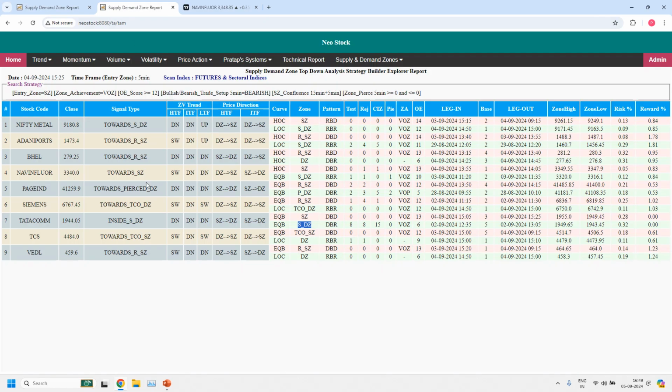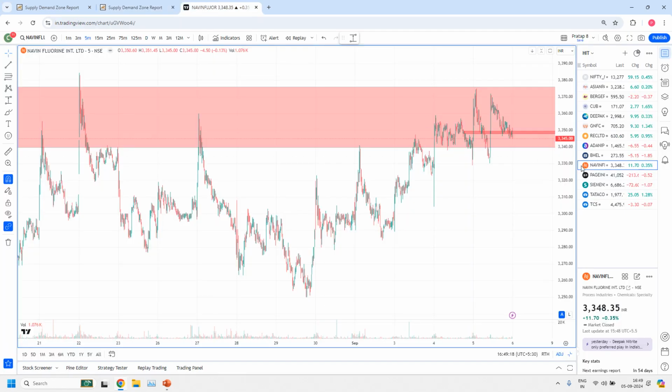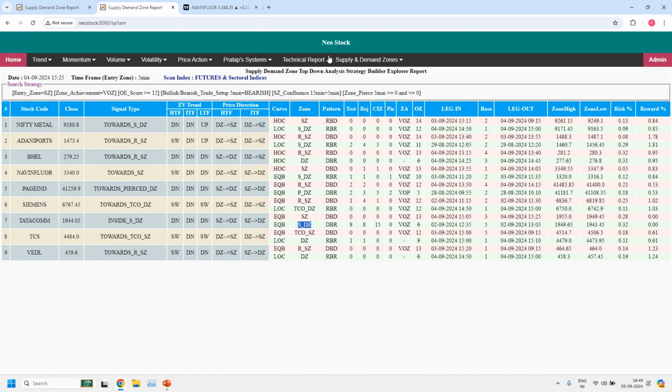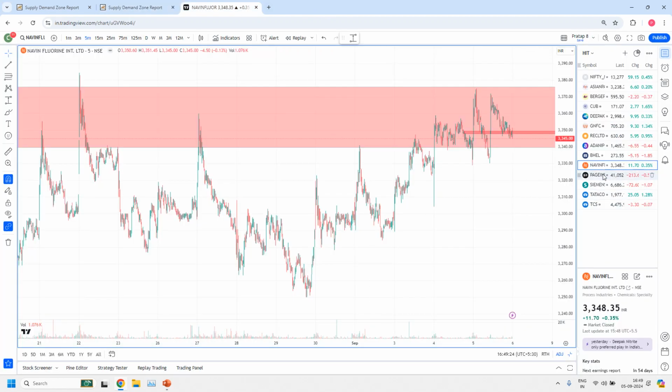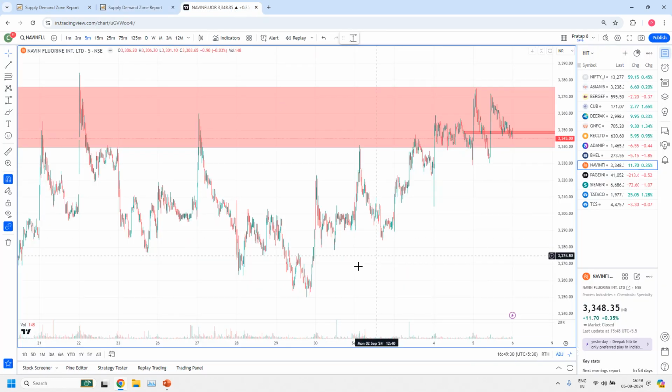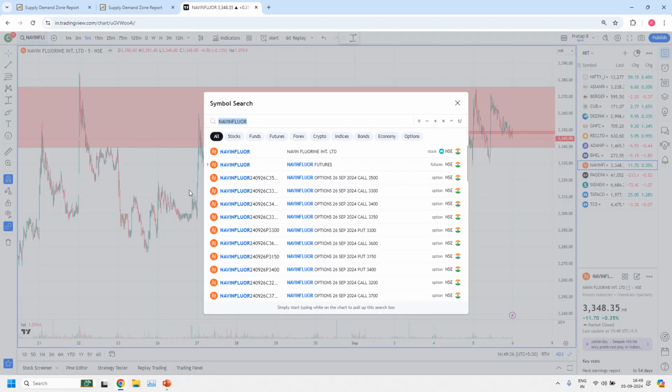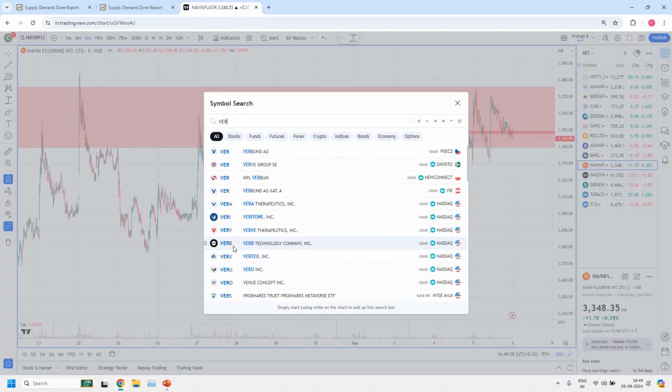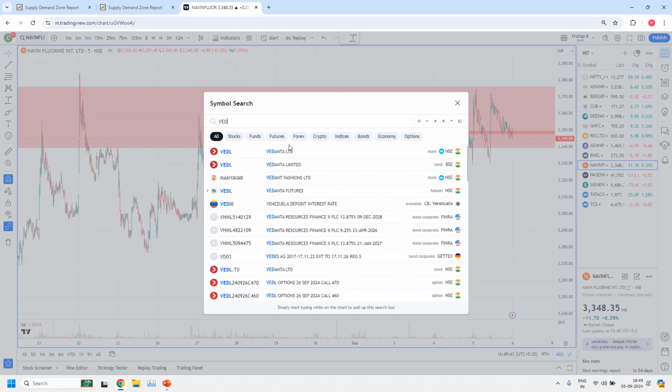Did I miss any stock here? Adani Port, BHEL, Navin Fluorine. After that, Page Industries, Siemens. Next, Tata Communication, TCS, VEDL. VEDL I missed. Actually, we are going to learn based on VEDL and Tata Communication. Sorry for my mistake. I forgot to add VEDL into the watch list. Vedanta.